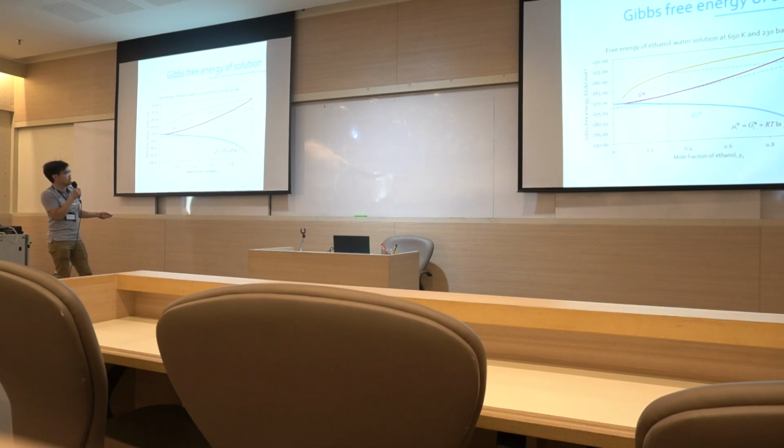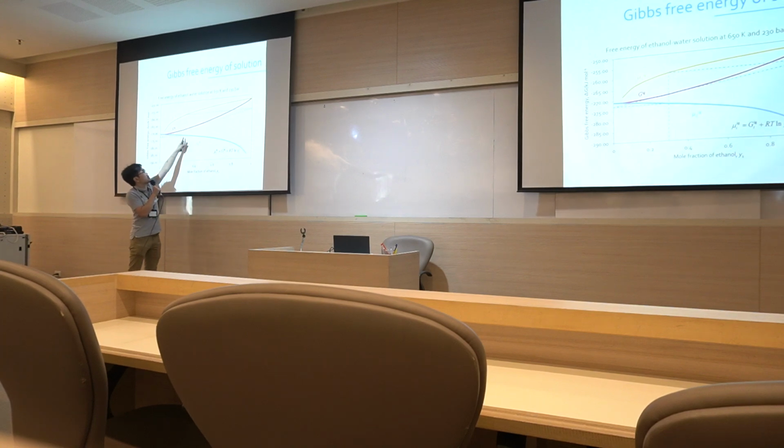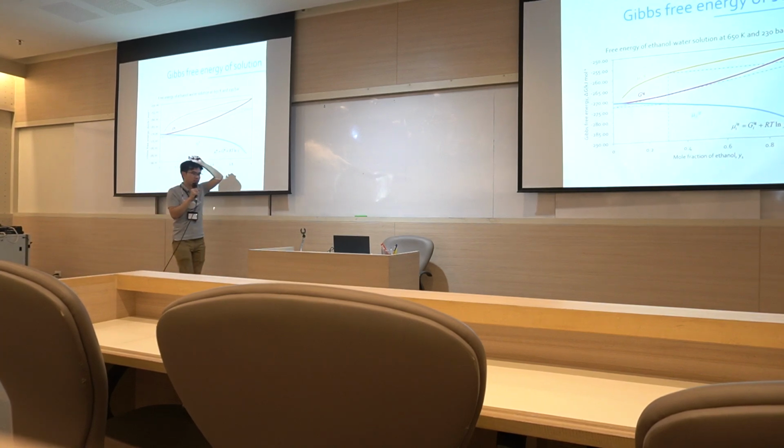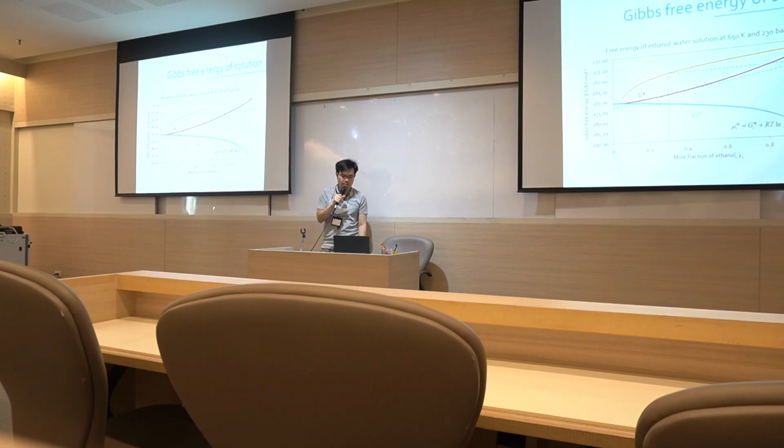For example, here when the mole fraction of ethanol is 0.3 over there, you draw a tangent line here at that point. That end of the tangent line represents partial Gibbs free energy of component 1, exactly on the yellow curve, and that for partial Gibbs of component 2 exactly on the blue curve. But well, not very important this bit.